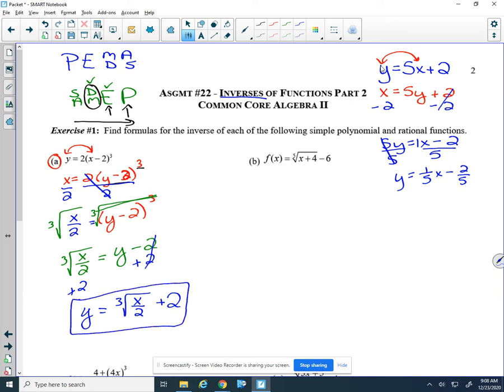So let's move over to the next example. I'm going to erase this part over here just so we can see it. So here we have function notation. We're going to replace that with a y so that we can switch the x and y. So if you have f of x or g of x, that's what you want to do first. So switching my x and y, I'm going to get x equals the 5th root of y plus 4 minus 6.